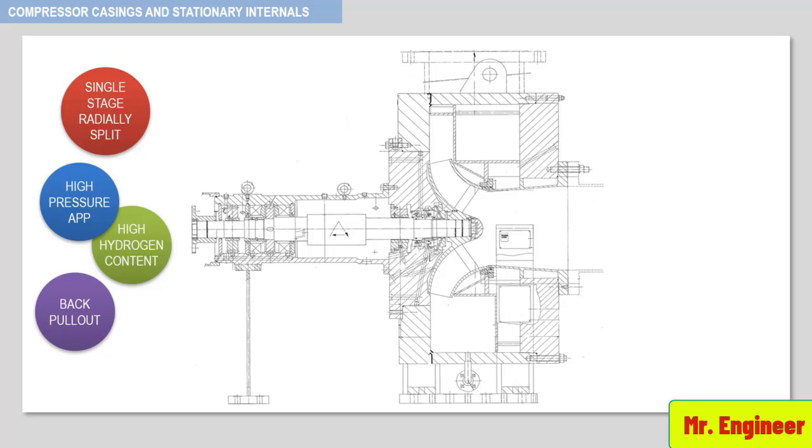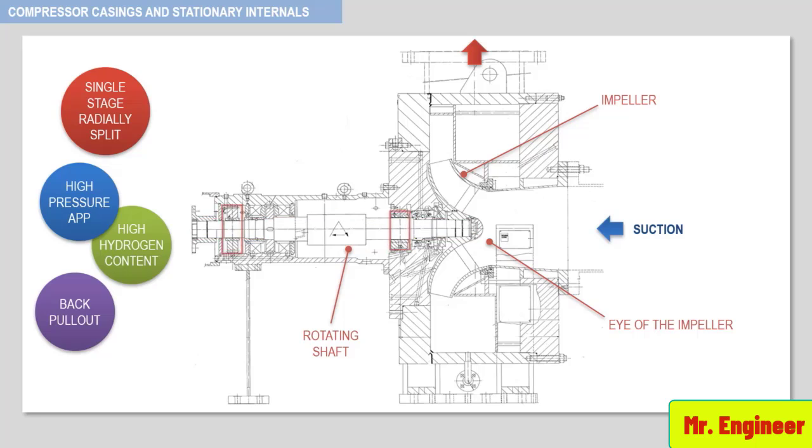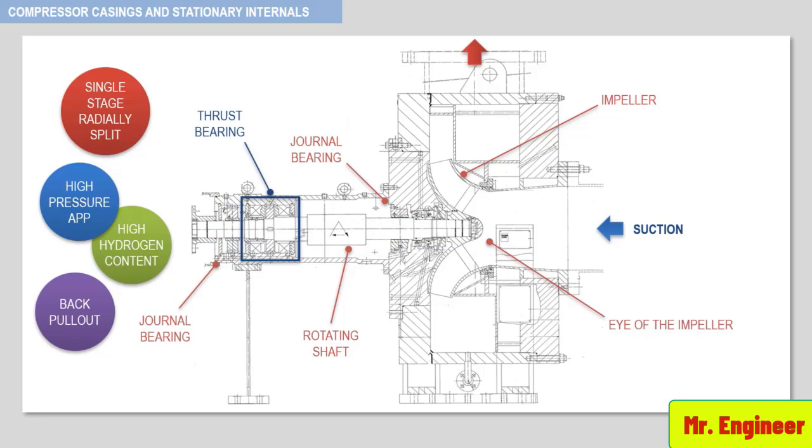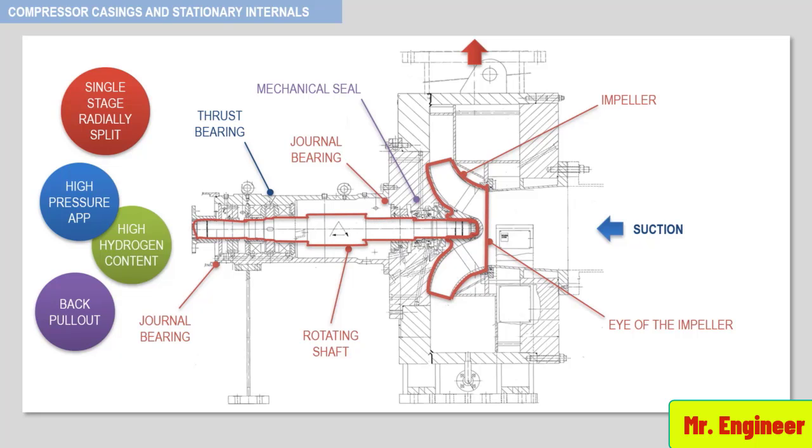Let's have a closer look. So here you have the section of the compressor and here the discharge. Here you can see the impeller, the eye of the impeller, the rotating shaft, the journal bearings, the thrust bearing, and the mechanical seal. Now, in order to extract the impeller or the shaft or the bearings, you have to do it in a back pull-out way. In other words, the impeller, the rotating shaft, the mechanical seal, the journal bearings, and the thrust bearings must be dismantled in this direction, which offers an interesting advantage since you don't have to remove the compressor process piping and connection.